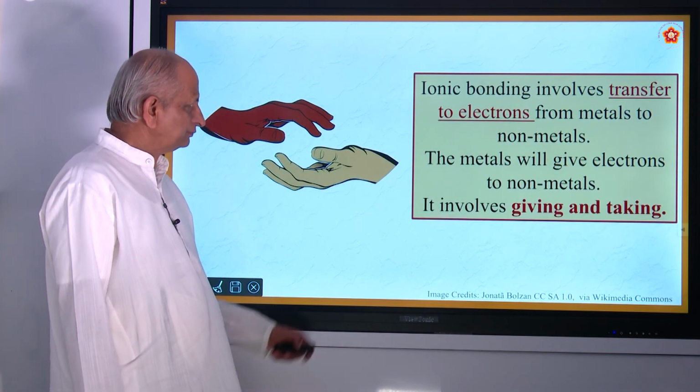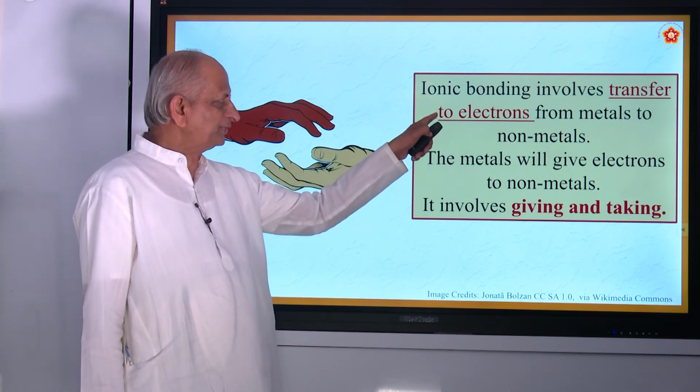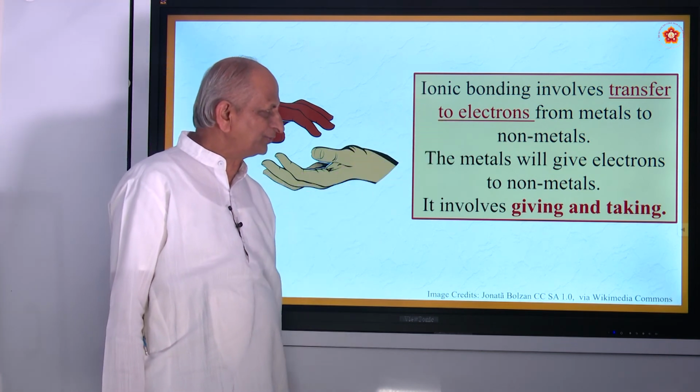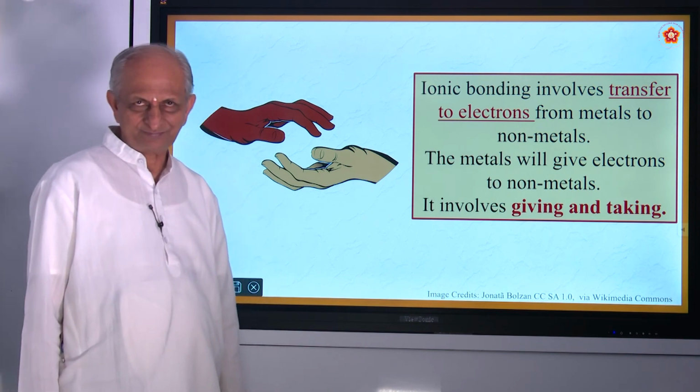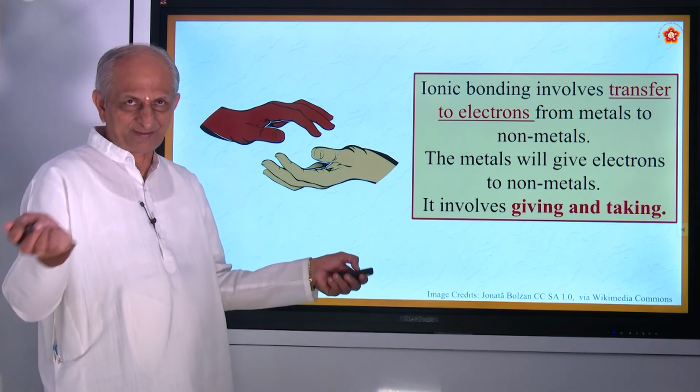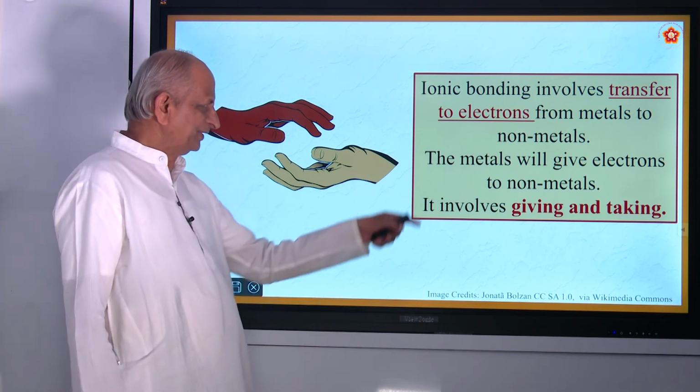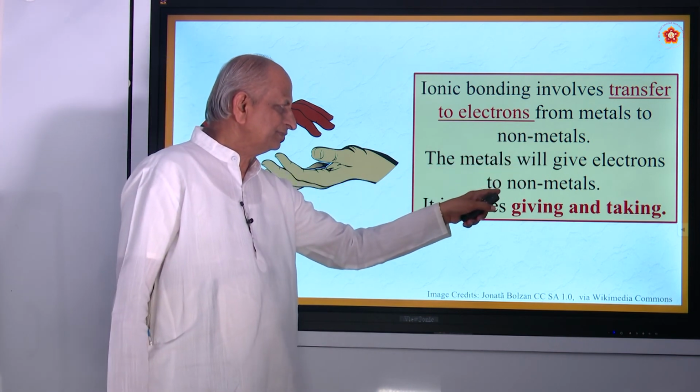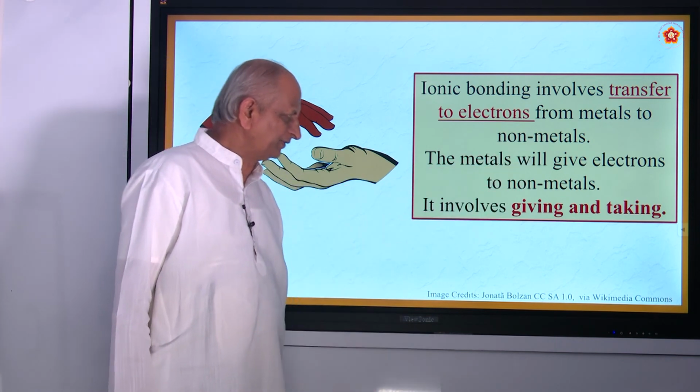And to conclude, ionic bonding involves transfer of electrons from metals to non-metals. There is a transfer of electrons. Metals will give electrons, non-metals will take electrons.